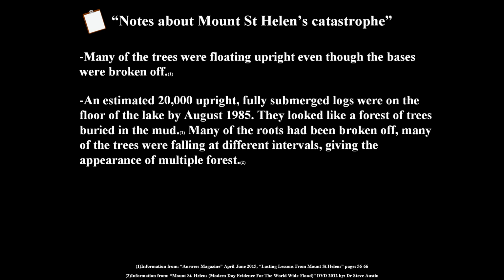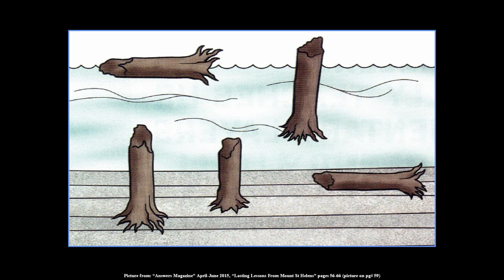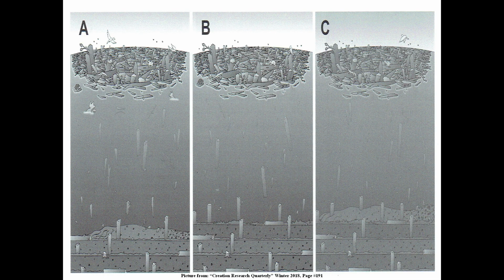Many of the roots had been broken off. Many of the trees were falling at different intervals, giving the appearance of multiple forests. And we talked about that previously, how it looks like in some of these areas of the world where one forest was buried and another forest grew on top of it, and then that one was buried and another forest grew on top of that one. All these petrified trees and stuff like that. Well, this is how this happened. This is exactly how it's happened.